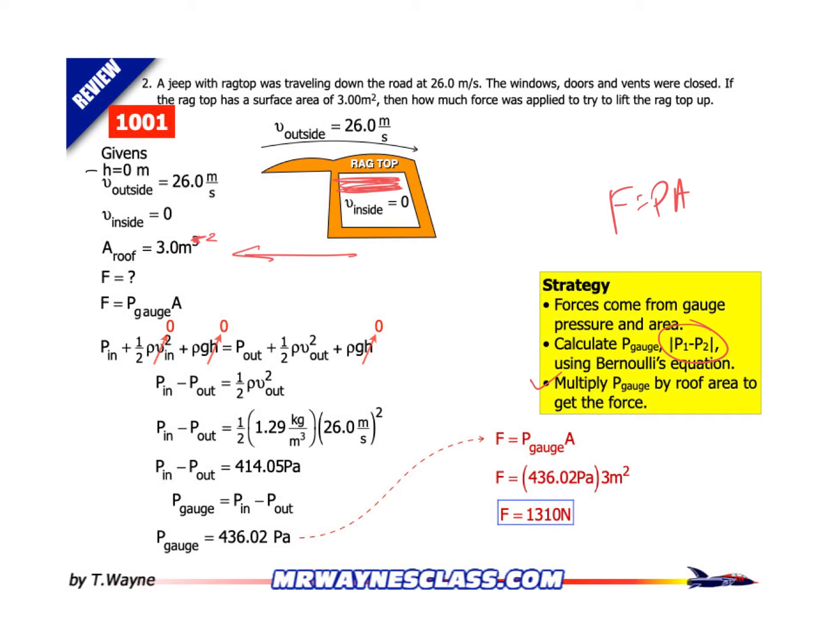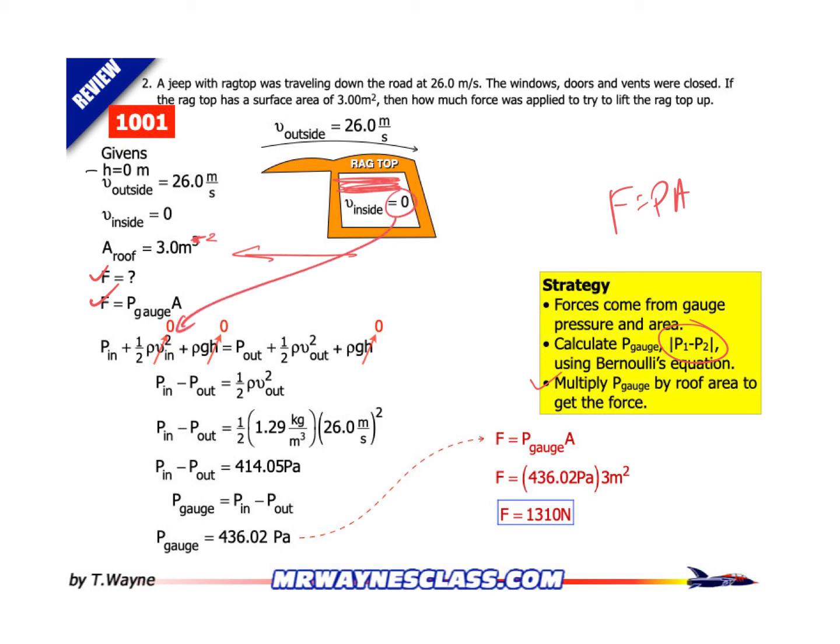All right, so here's what I have. Force is equal to gauge pressure times the area. So I'll set up Bernoulli's equation, looking at all the variables. That's the pressure inside plus 1/2 rho v inside squared plus rho g h inside, equals the pressure outside plus 1/2 rho v outside squared plus rho g h outside. Well, I said the thickness of the roof really doesn't matter, so the height's going to go away. That's where the zeros come from. And the velocity inside is equal to 0.